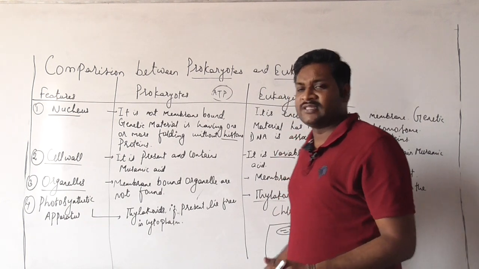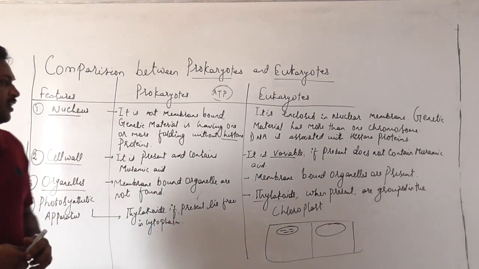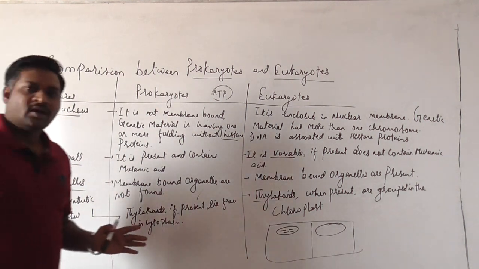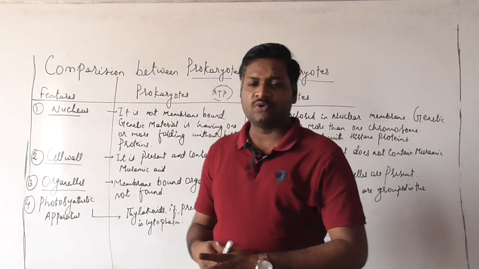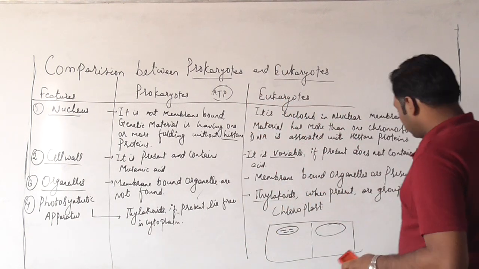A few more characteristic features are there. Till then you can note down the points which are given on the board. This is the comparative points. You can pause the video and note down the points, and we'll move to the further points. Here I'll rub these points. Fine.